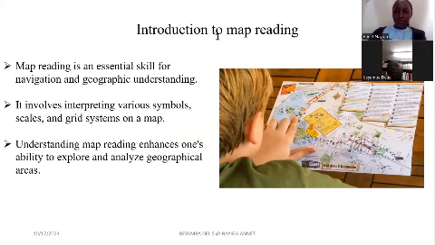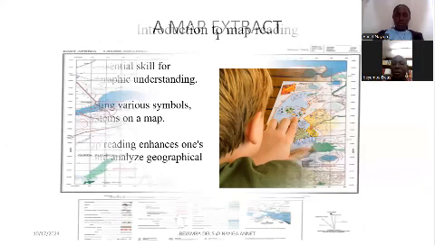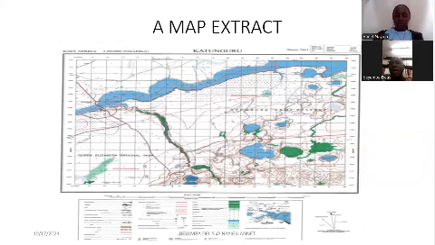Now, we are on the introduction to map reading, and we are saying that map reading is an essential skill for navigation and geographical understanding. It involves interpreting various symbols, scales, and grid systems on the map. As we have seen on the first map we presented, there were different symbols, grid differences, and distances. In that map extract, you can see the scale, the grid difference, and the different features, both physical features and human features.